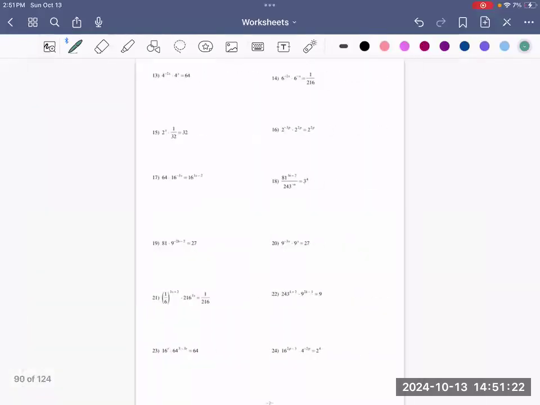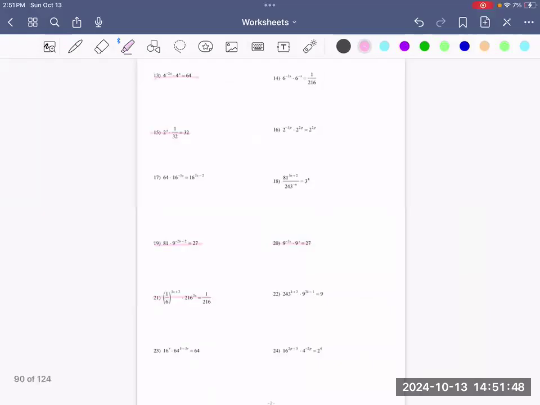I'll do a few more on the next page, and I'll try to do the ones that do not have the same base. So we'll start off perhaps with 13. We'll do 15 here. We'll do 19, 20, and 21. So I'll do a few more on this page so that you guys can get into the hang of it.